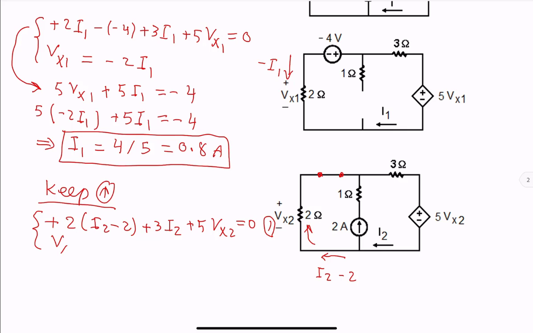And Vx2 is 2 times current entering positive side of Vx2. That current being negative of I2 minus 2. So Vx2 is negative 2 times I2 minus 2.